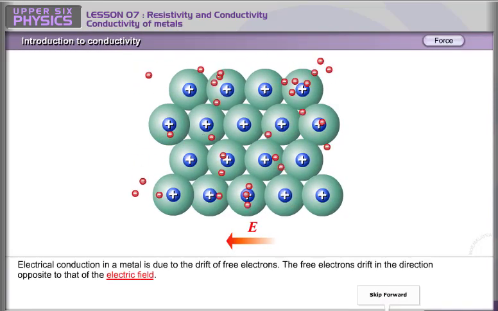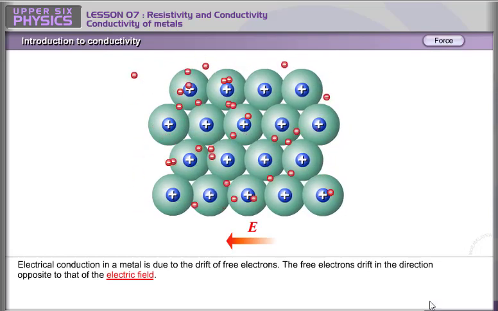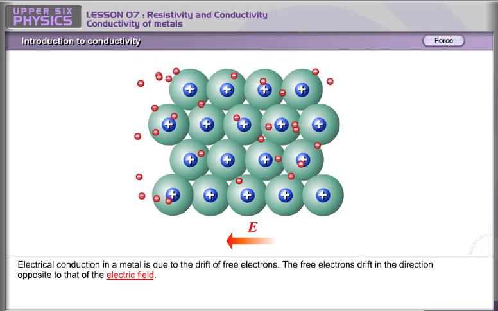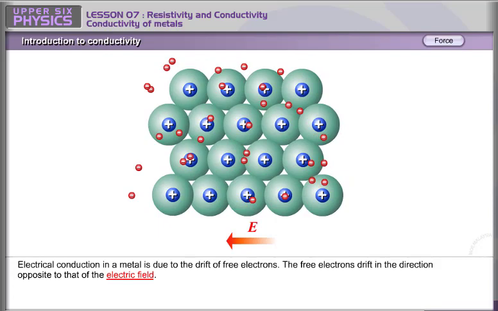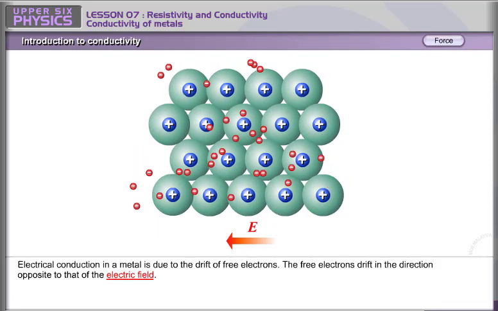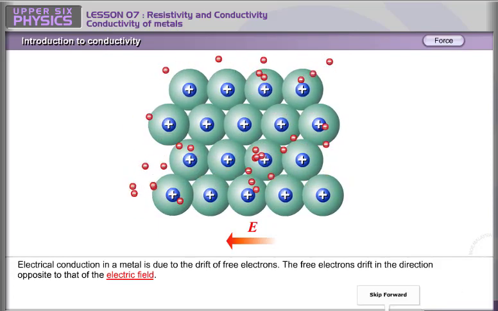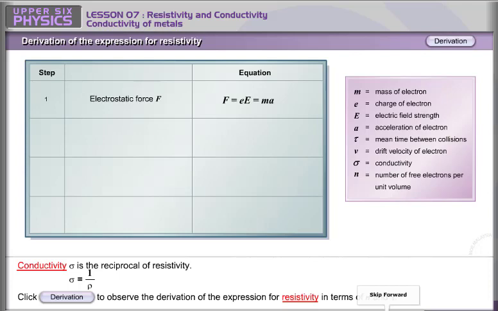Electrical conduction in a metal is due to the drift of free electrons. The free electrons drift in the direction opposite to that of the electric field. Conductivity σ is the reciprocal of resistivity. σ equals 1 over ρ. Click the derivation button to observe the derivation of the expression for resistivity in terms of N and τ.